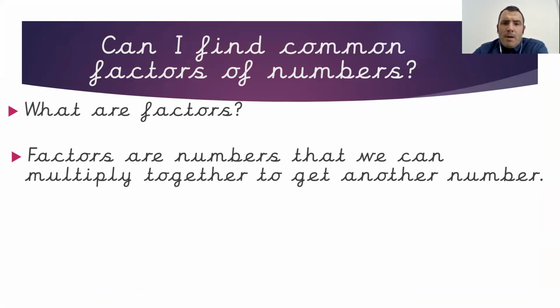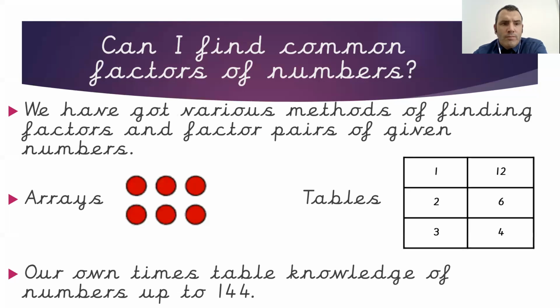Just a quick reminder of what factors are. Factors are numbers that we can multiply together to get another number. So we did that yesterday. This is just a reminder so that we know what we're looking for. So we've got various methods of finding the factors and factor pairs of given numbers. We used arrays and tables yesterday, and we also used our own times table knowledge to help us as well. So we should know all the factor pairs of the numbers up to 144.